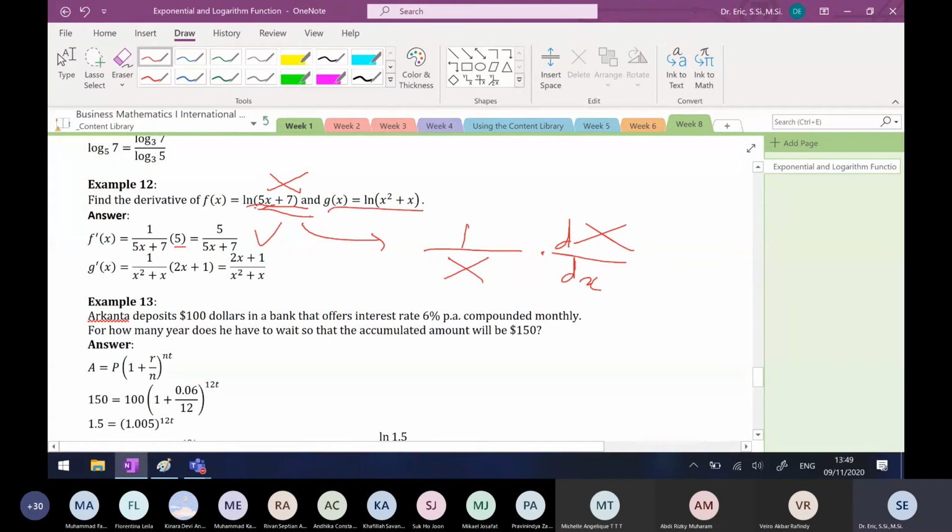What about the derivative of this? I can change it into ln capital X, and the derivative of ln capital X with respect to capital X is just 1 over capital X. So I have 1 over x squared plus x, times the derivative of x squared plus x with respect to x, which is 2x plus 1. So you have 2x plus 1 divided by x squared plus x.